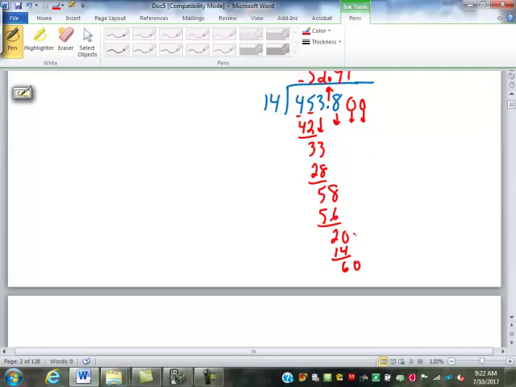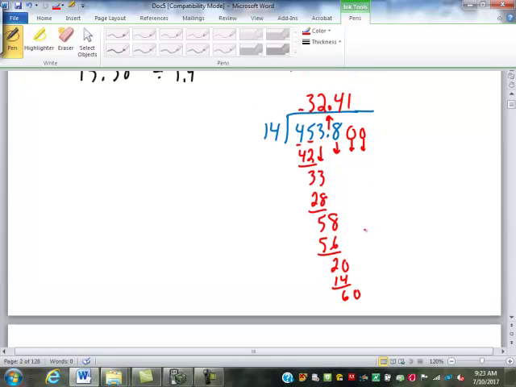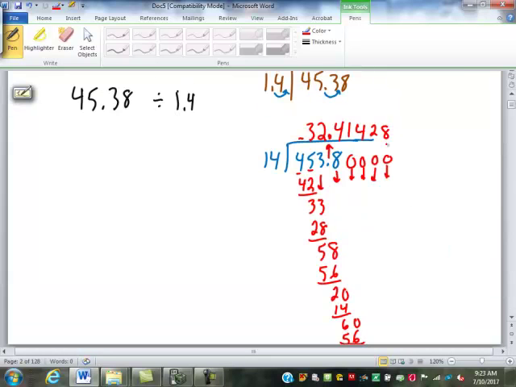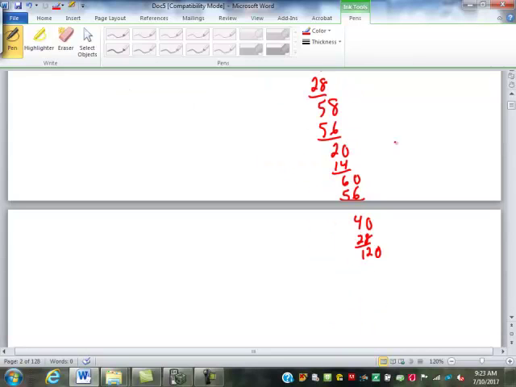And a 0. 14 into 60. 4 times 14 would be 56. Adding a 0. 14 goes into 40 twice. That's 28, leaving us with 12. Adding a 0. 14 goes into 120, 8 times. That's 112 with 8 left over.